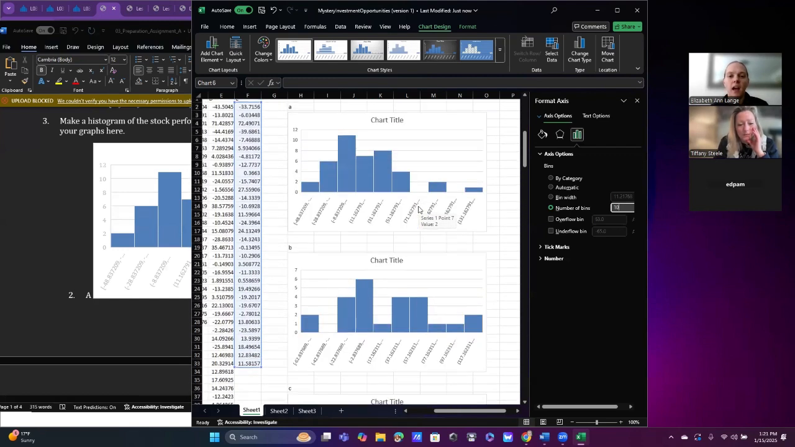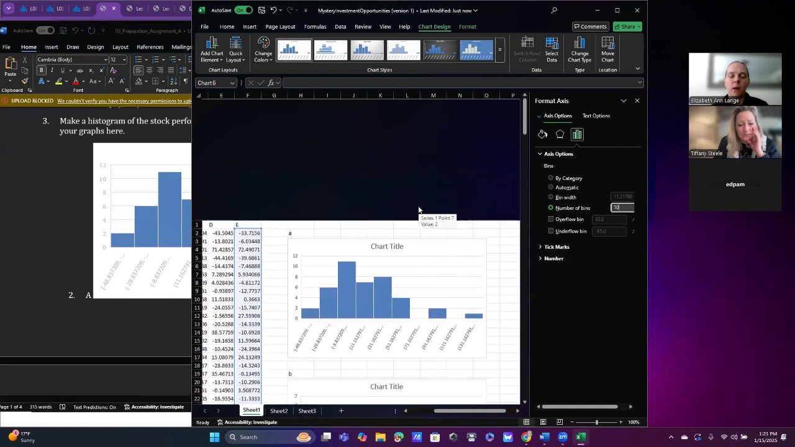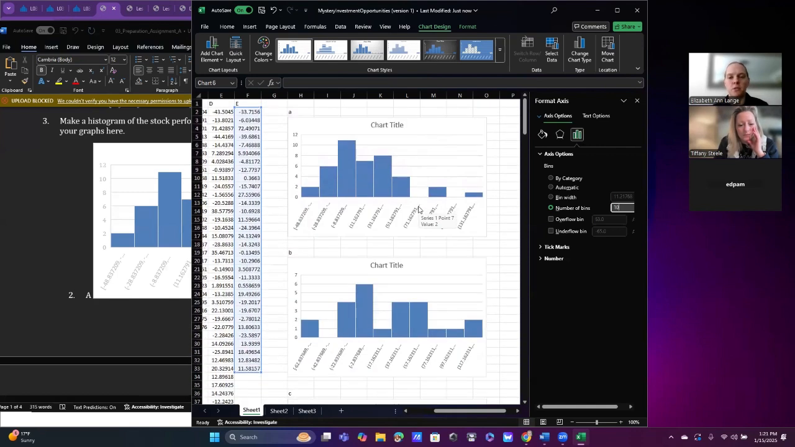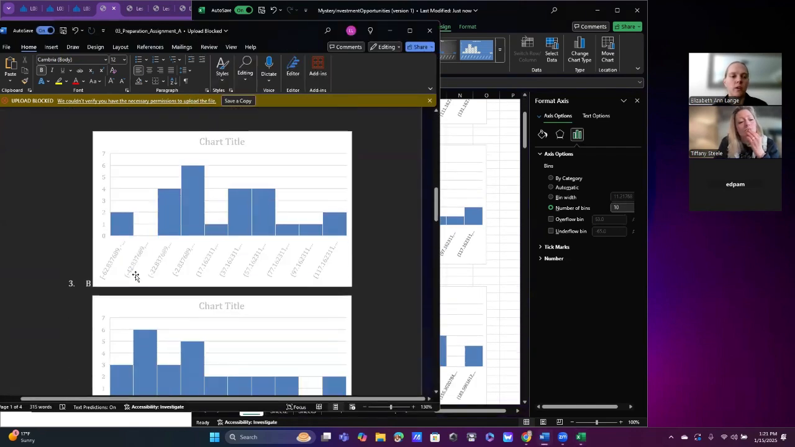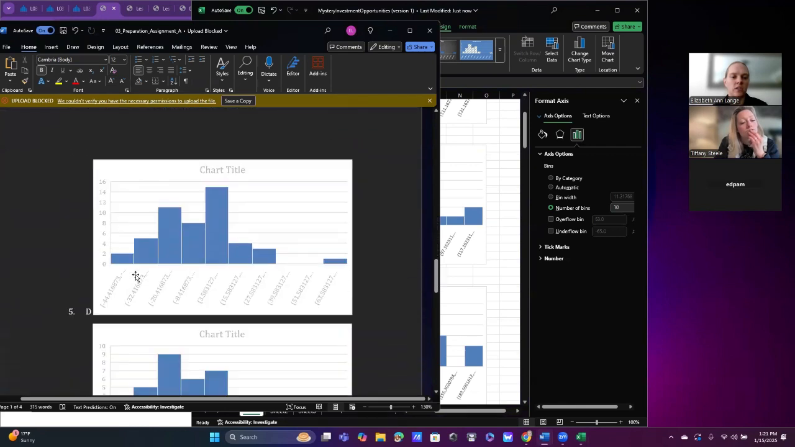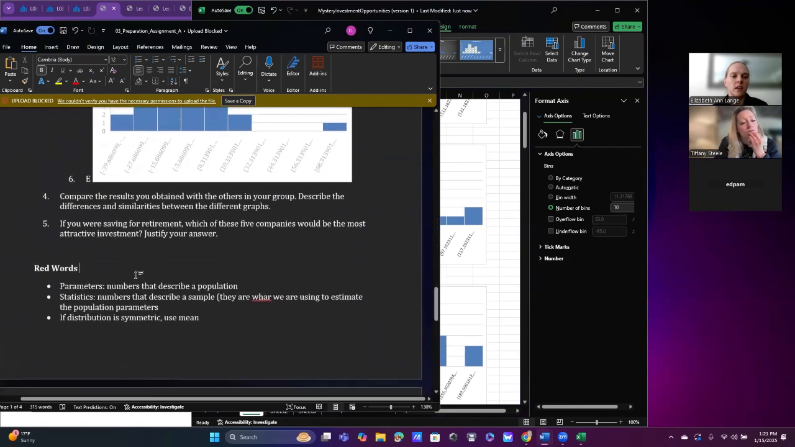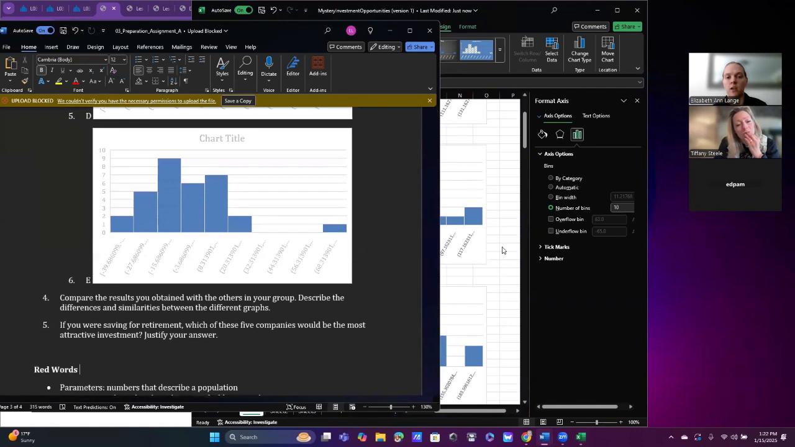I guess maybe it doesn't matter too much. I think it's just going to be easier. One question that I hadn't answered was, it does say compare the results you obtain with the others in your group. Maybe that's why, because you selected different bins, you're supposed to just compare.